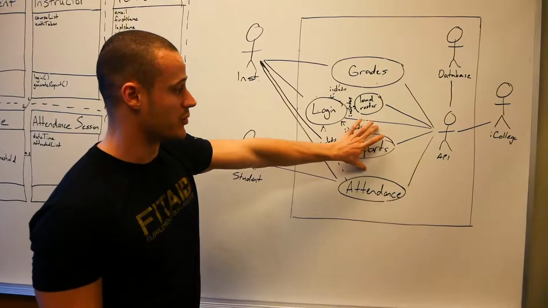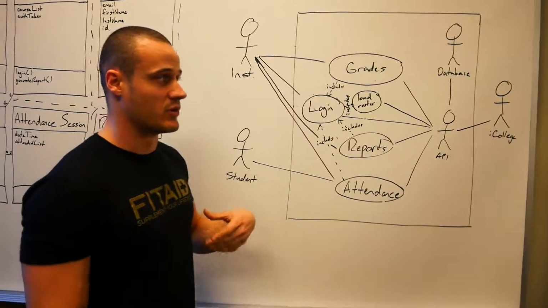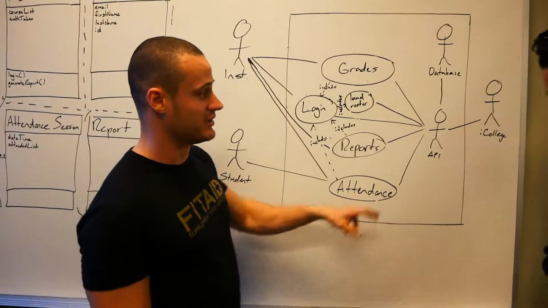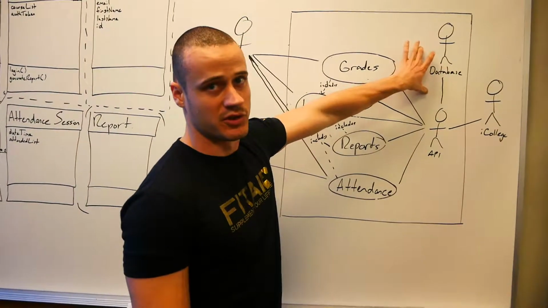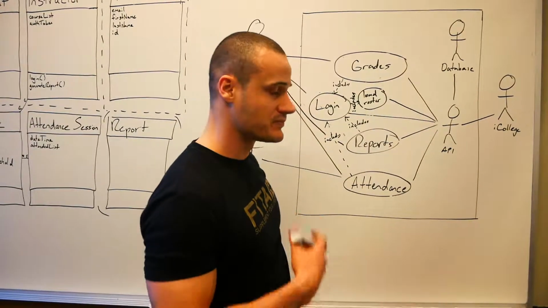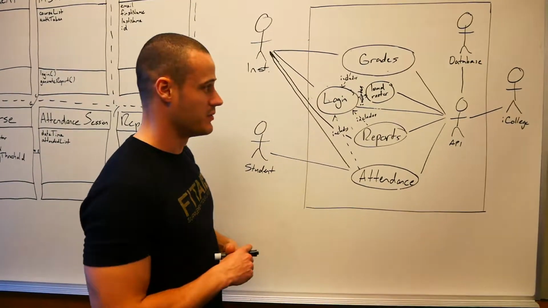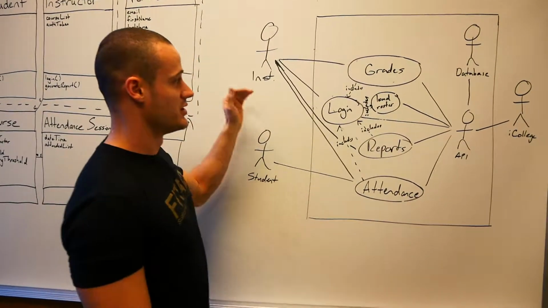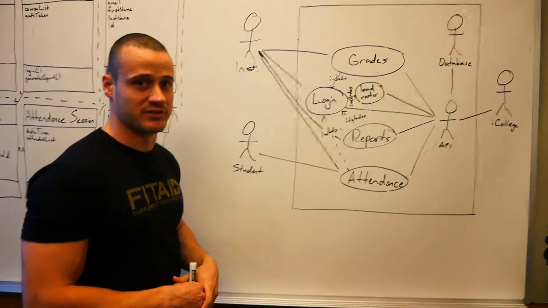Lastly is going to be the reports. So we're going to calculate these on the fly. You're going to query the API, go to the database, get that information, graphs, stats, you name it, and send it to the tablet. The instructor can see it in a nice, orderly fashion. And that's it for our use case diagram.